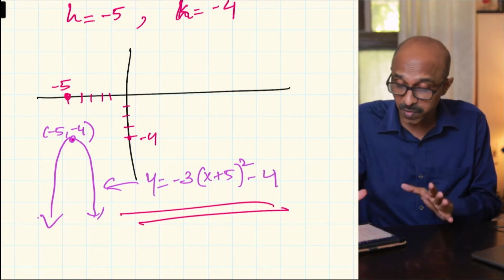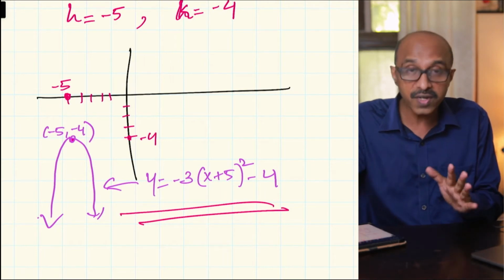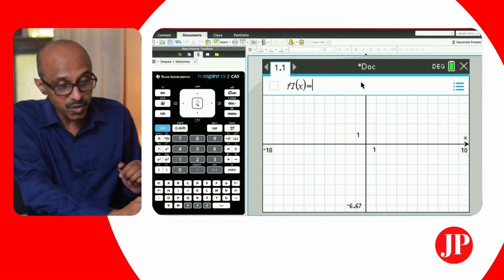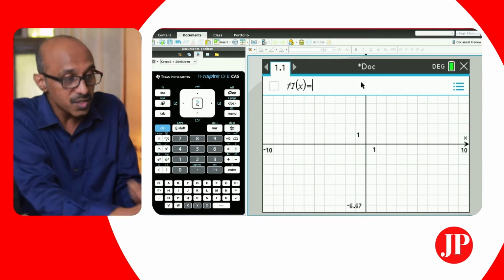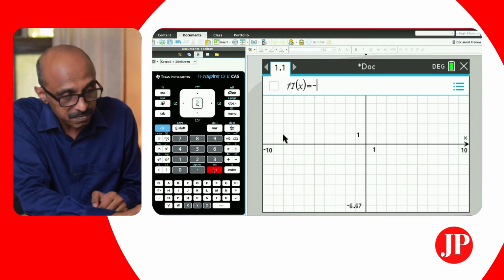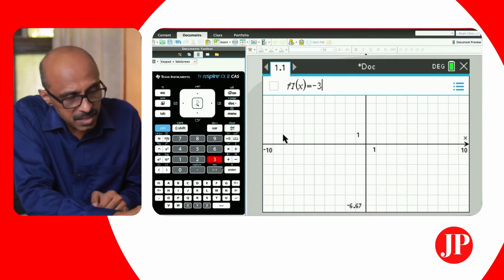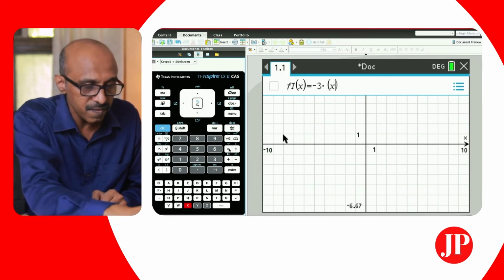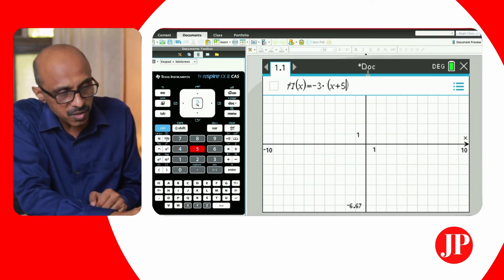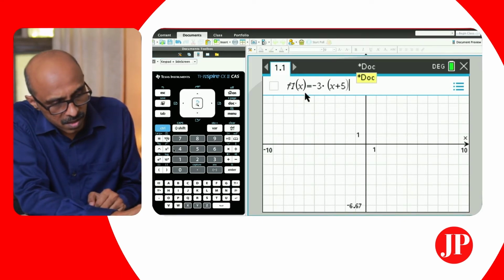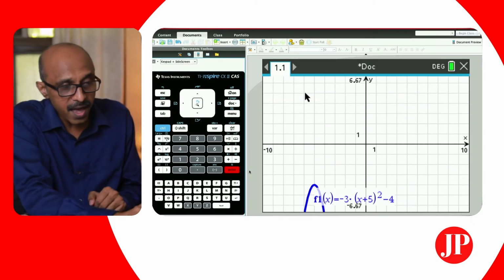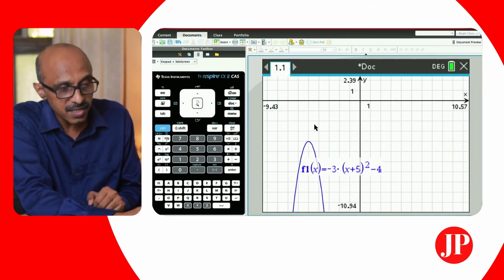All right, now let's check that. Now this is what we've done, and we can do this without the graphing calculator. We're just using the graphing calculator to check whether what we've done is right or wrong. So I'm just going to enter it as it was given. For negative, remember, use this key: -3 times open parentheses, x plus 5, and I'm just going to use the square, and we have a -4. There we go. And as we expected, there it is.